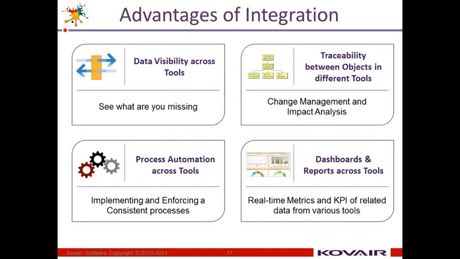So in the next slide, we talk about the advantages of integrating. The first point is the data visibility across the tools. We want to see the data of one tool displayed in another tool. We also call it data plumbing. We can create the traceability between the objects in different tools so that when one object in one tool gets changed, we will be able to know what impacts are being raised on other objects in other tools. So it is actually creating change management and impact analysis across different tools.